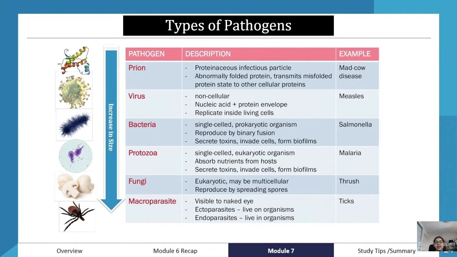So we've got fungi, which is eukaryotic. It can be multicellular, and it reproduces by spreading spores. An example of a disease is thrush. And finally, we've got macroparasites, which are visible to the naked eye, and they can include ectoparasites, those that live on the organism, and also endoparasites that live within the organism. So things like ticks and tapeworms are an example of that.